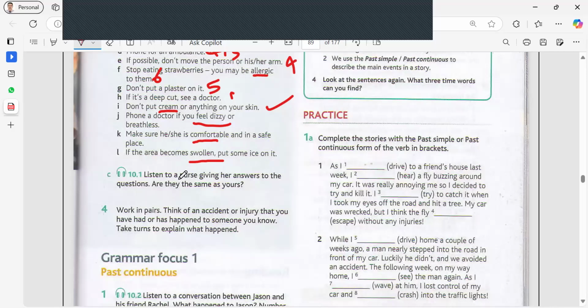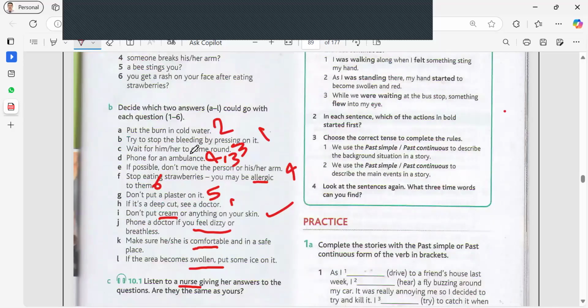Now listen to a nurse giving her answers to the questions. Let's listen to the specialists, not ordinary people. What should we do in these situations? Let's see and compare our answers. Ready to listen? Yes. What should you do in these difficult situations?